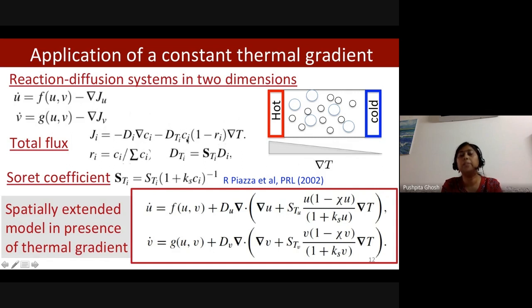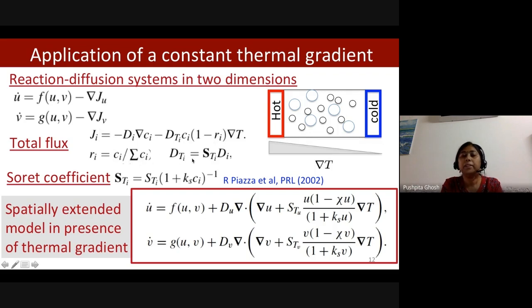So because of the mass transport, because of this temperature gradient, this basically modifies the flux. And you could see there are several parameters. D is the normal diffusion coefficient, D_T^i is the thermal diffusion coefficient, and c_i is the concentration of the i species, r_i is the relative concentration of the i species, c_i over the sum over c_i. So let's say we have this two species system, then it will be c_u over u plus v, just like that.